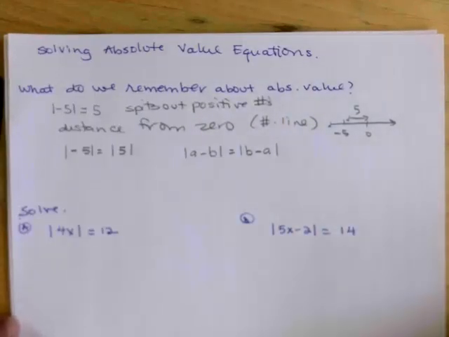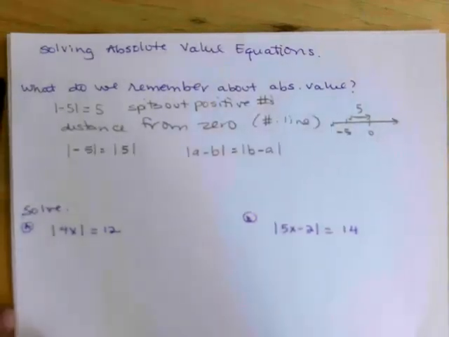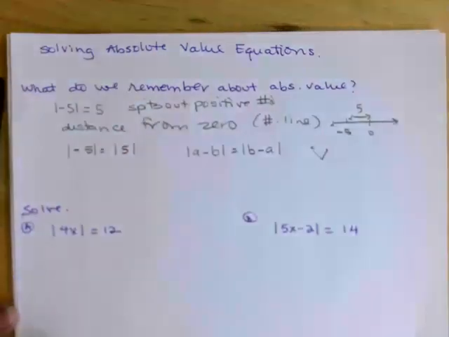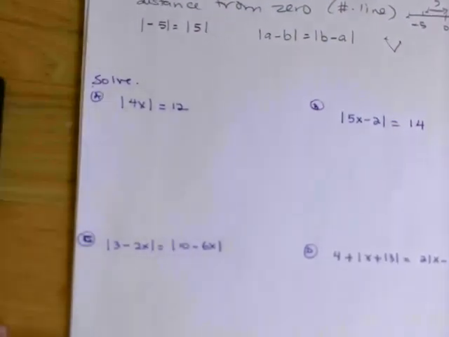Anything else you can think of? Maybe you're thinking of the shape of the graph. We're not doing graphs right now, but yep, the shape it makes is the V. Good job. Okay, so let's go ahead and solve 4 of these.